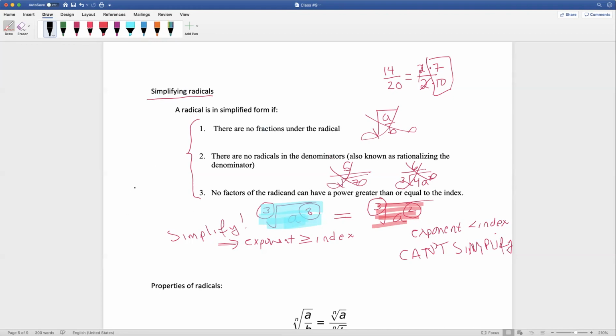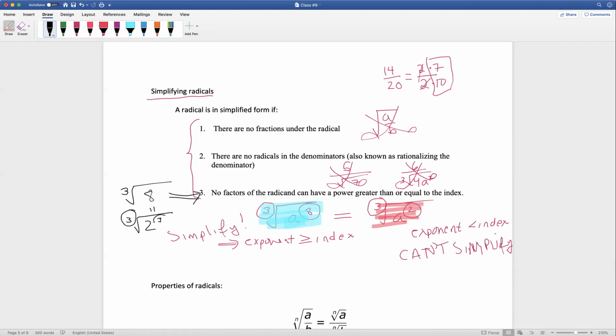Now let's understand something like this. If we have the cube root of 8, we know that we could simplify it, and that's the same thing as saying 2, right? Because 2 times 2 times 2 gives you 8. Well, how does it work under this property? Remember that we can rewrite 8 as 2 cubed, so we have the cube root of 2 cubed.